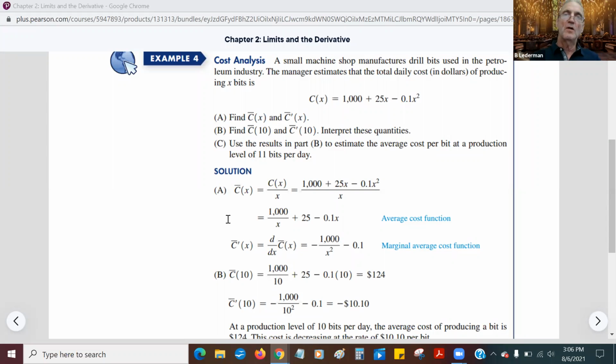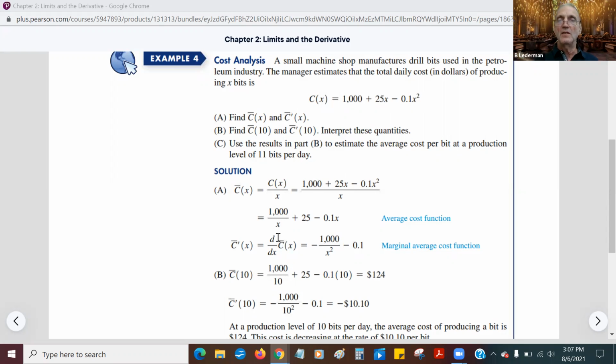So C bar is equal to C of X divided by X, which is this formula right here, divided by X. So it's 1,000 over X plus 25 minus 0.1X. And this derivative can easily be found using the power rule. And C bar prime is going to be the derivative of C bar, which is negative 1,000 over X squared minus 0.1. And again, you can differentiate this using the power rule.